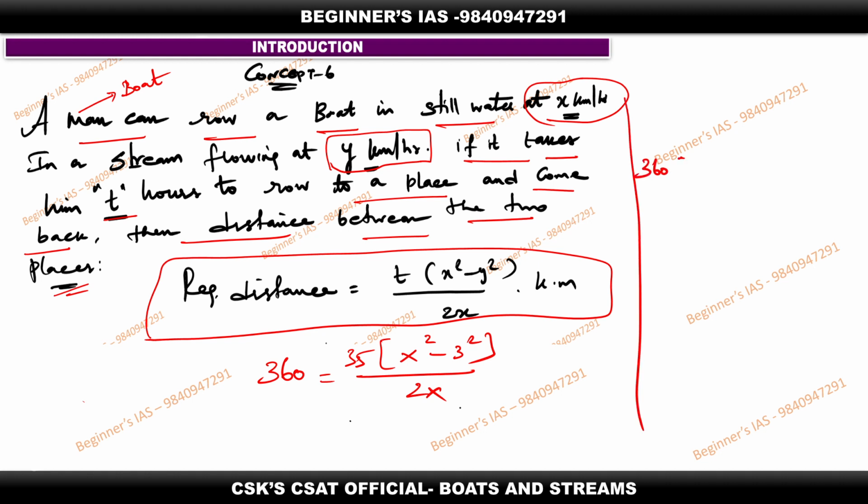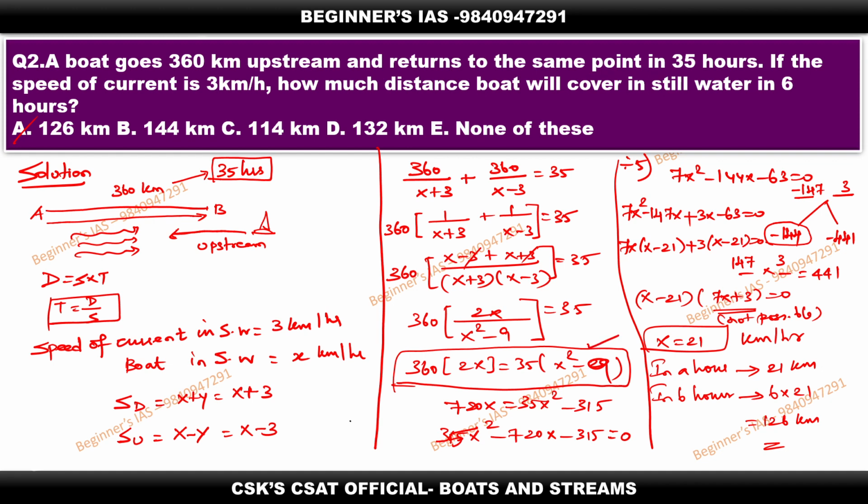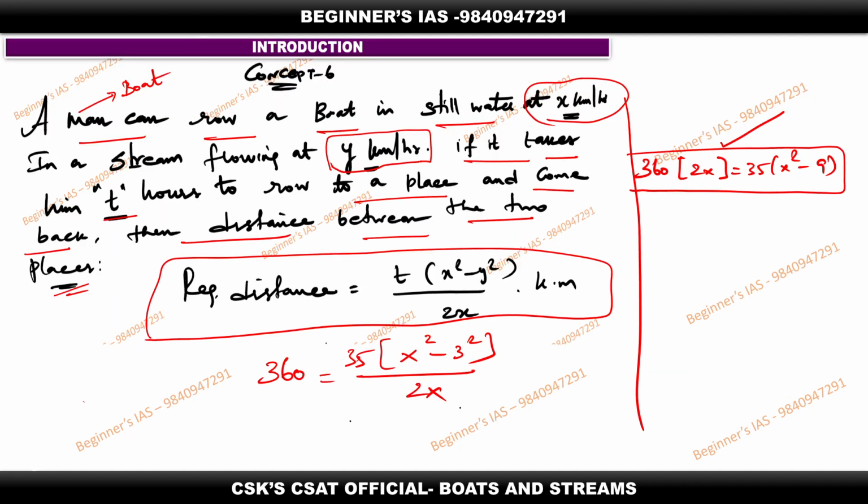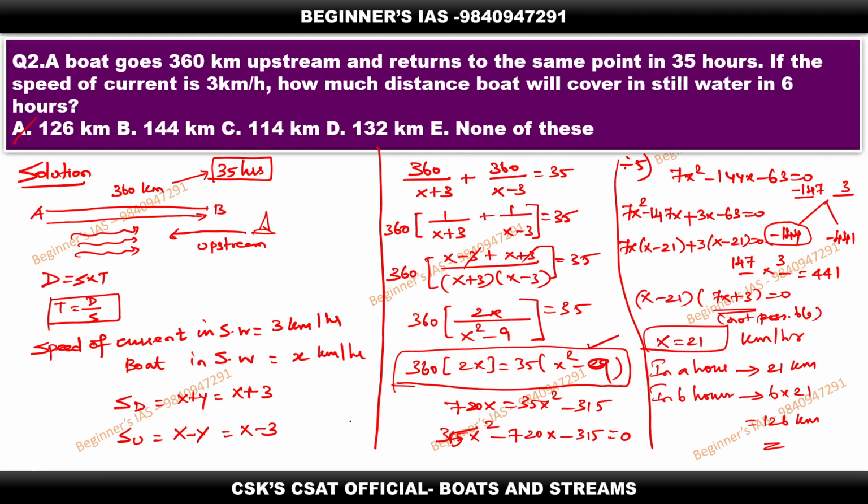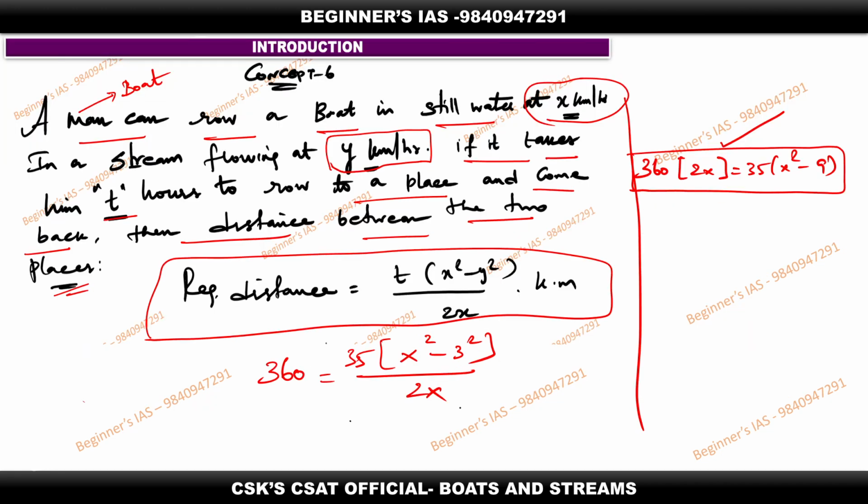So now 360 into 2x is equal to 35 into x square minus 9. With these you can solve and simplify easily. Now I'll show you that part. Listen carefully, this much of steps you are deriving. If you know this concept, you can derive 360 into 2x equal to 35 into x square minus 9 easily. From this you can proceed with the simplification as we have done here. So therefore the answer for this question is 126 km.